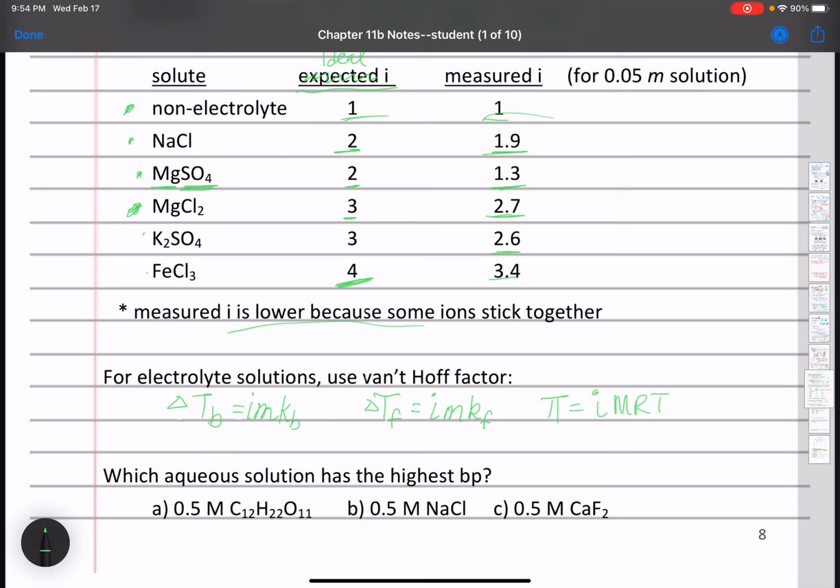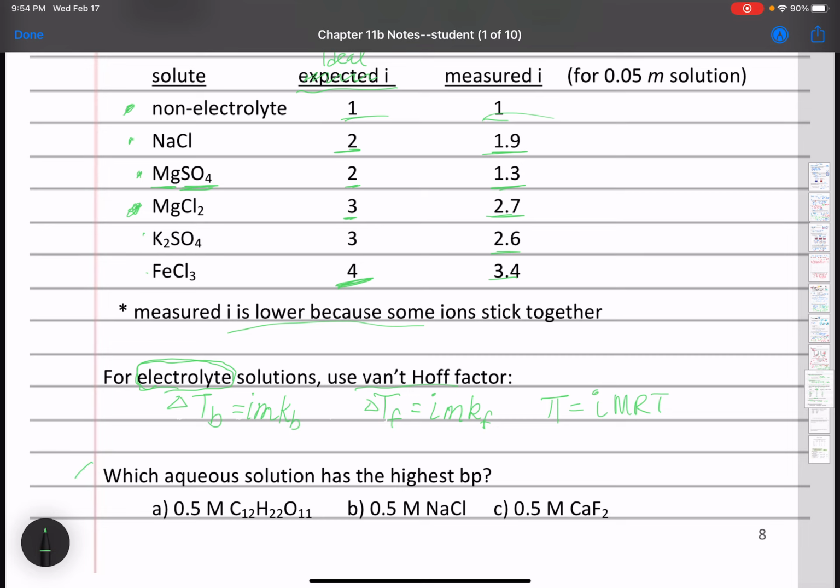So we do want to know the identity. We said that for colligative properties, it doesn't matter the type of molecule, it just matters the number of particles. But it does sort of matter the type, because we need to know, is it an electrolyte or a non-electrolyte? Because electrolytes result in more particles, and the Van't Hoff factor just accounts for that.